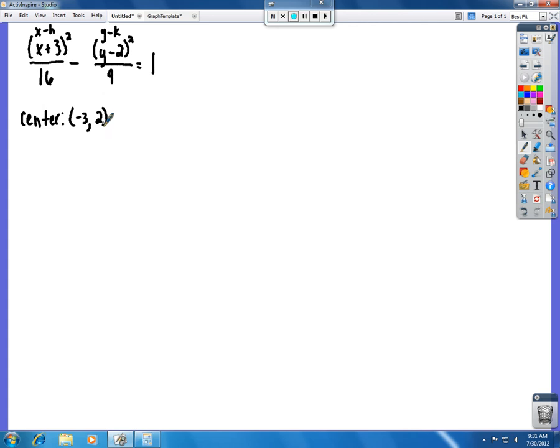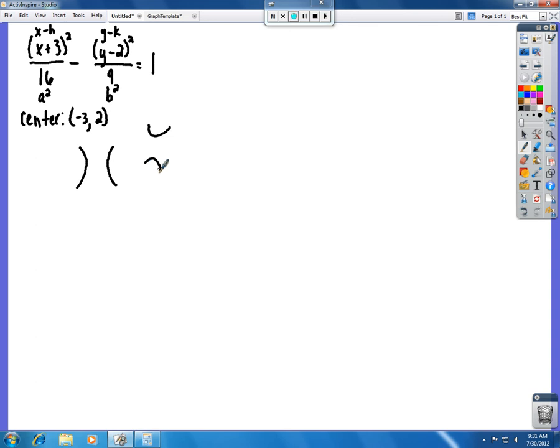So we have a center at negative 3, positive 2, which of course is going to change how we do our graph a little bit. So now we need to identify our a and our b, which, that's a squared since it's associated with the first term. That's b squared. Now since the x term is the one that's in front this time, we're going to have a graph that looks more like this, as opposed to the last one, where we had one that looked more like this.